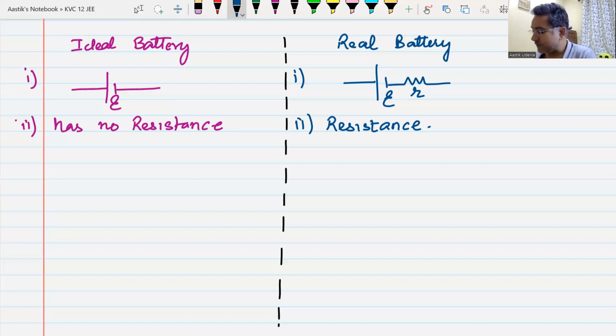Now, whenever we talk about this EMF, there are two terms that we use. This is V. What is this V?